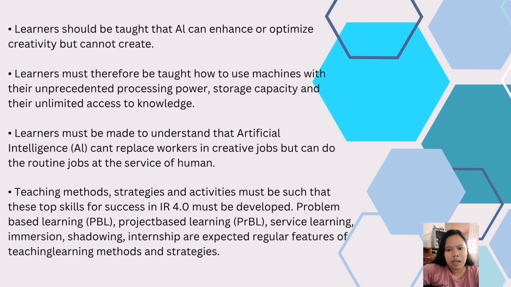The sixth bullet, education must prepare learners to harness the full potential of machines and AI using their strengths like speed, memory, and data access to improve learning, work, and creativity. The seventh bullet, students should learn that AI is better suited to repetitive or predictable tasks, but humans are still essential for innovation, empathy, leadership, and creativity.